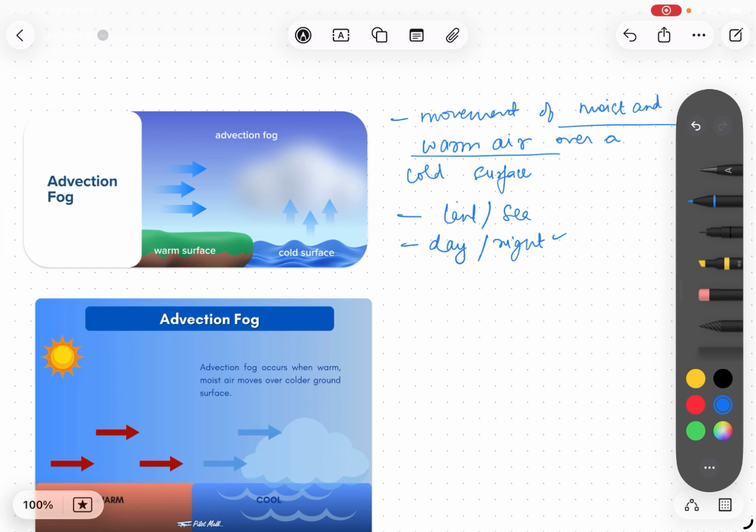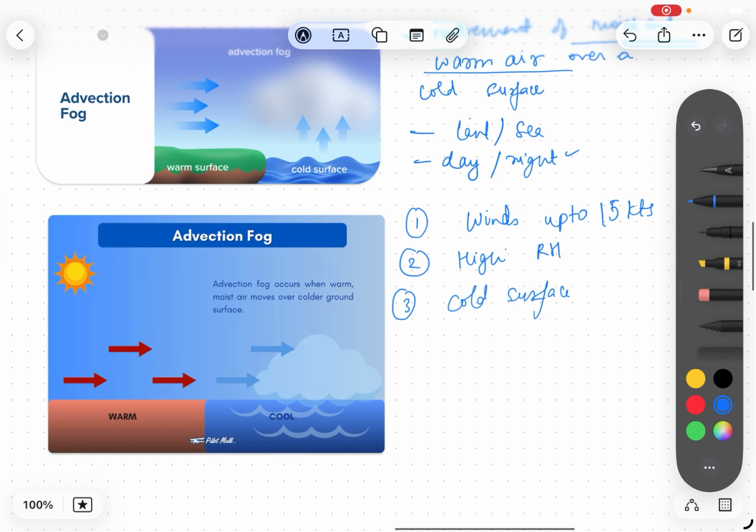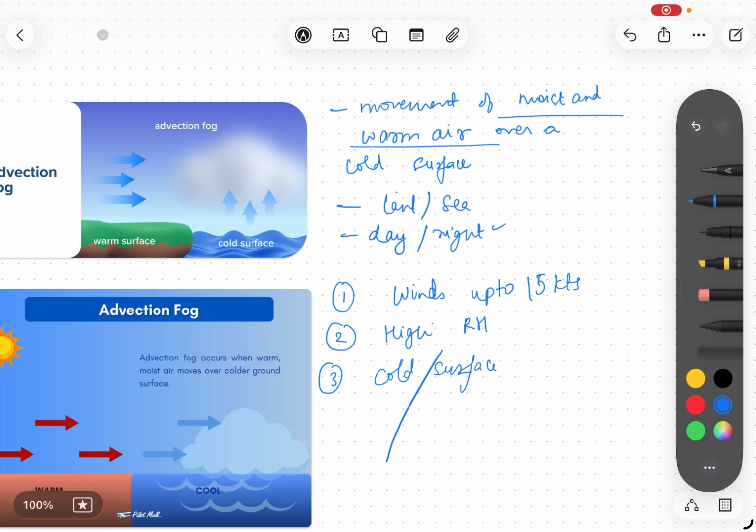So what do you think is required? One, you definitely need winds to move that air. So winds up to 15 knots you need, right? Then you also again need high relative humidity because you need the air to get saturated, and you need a cold surface, which would create the environment for the fog to form. So this is how advection fog works, a movement of moist and warm air over a cold surface.